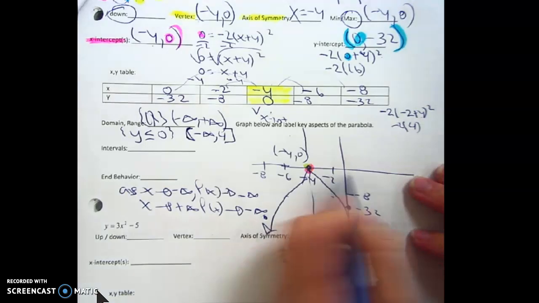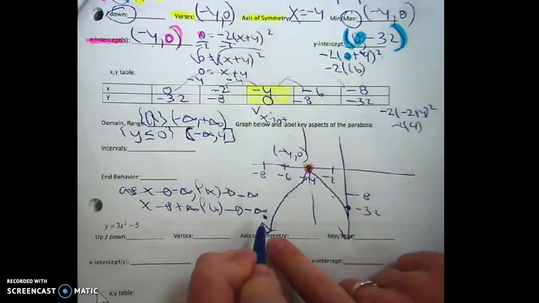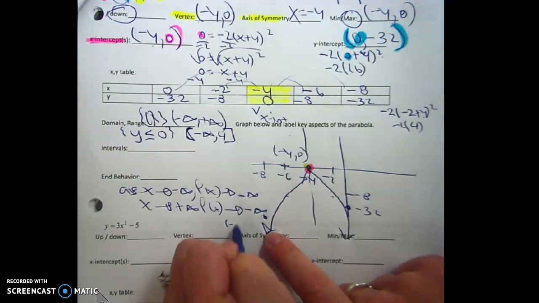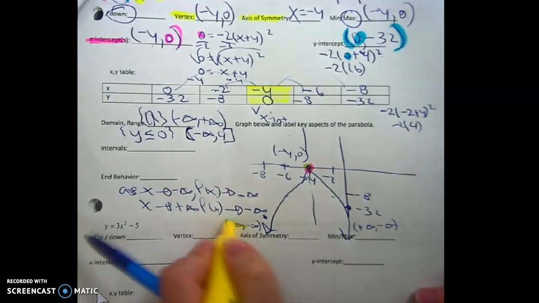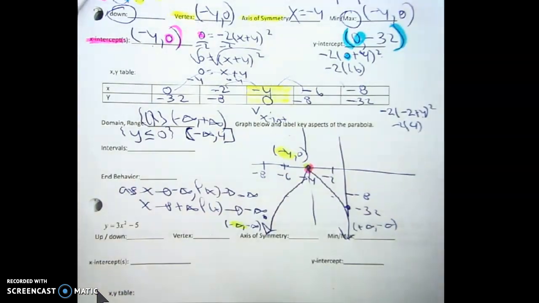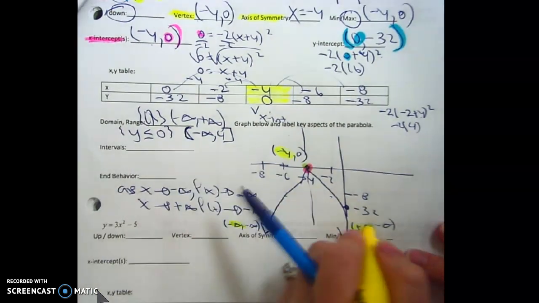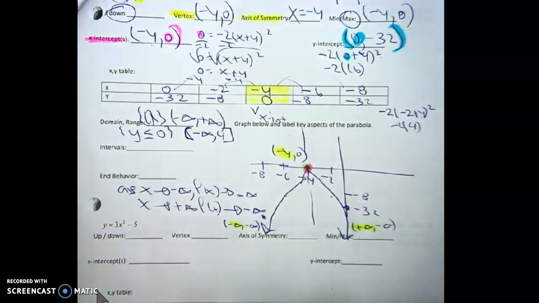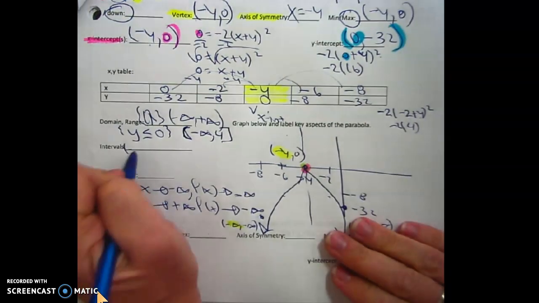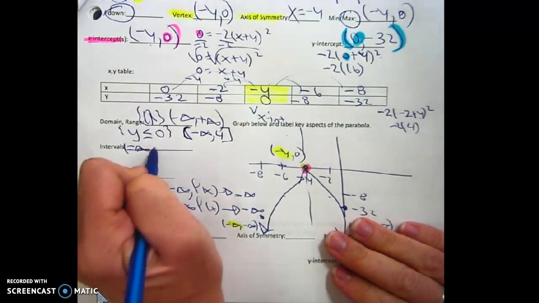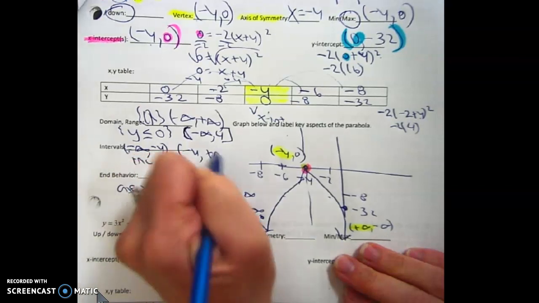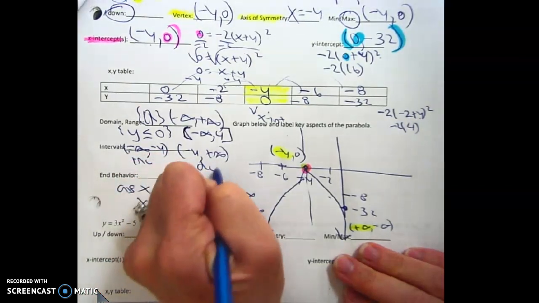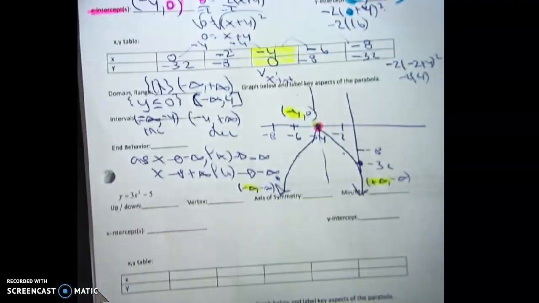Some of you don't even need to write this out. Some of you can just see the intervals, but for your test, show me the work. Negative infinity, positive infinity, negative infinity. So now intervals, negative infinity to negative 4, increasing. Negative 4 to positive infinity, decreasing. So let me write that down. Negative infinity to negative 4, increasing. Negative 4 to positive infinity, decreasing. Okay, I think you're getting this game.